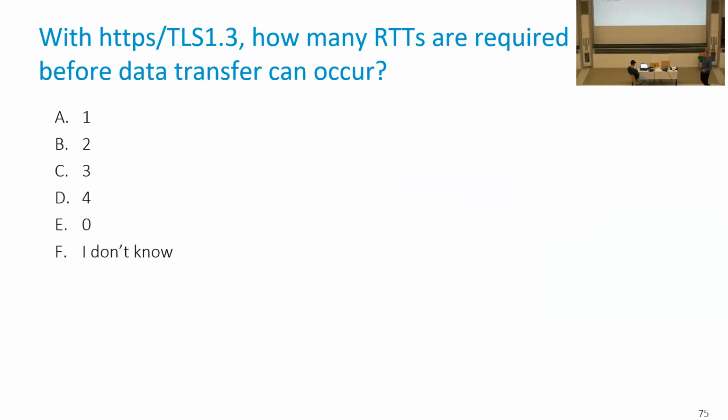Now, if I connect to a web server, probably, hopefully, I will be using TLS. How many round trip time do I need to pay before being able to send my request to the web server, if I use TLS 1.3 and TCP?